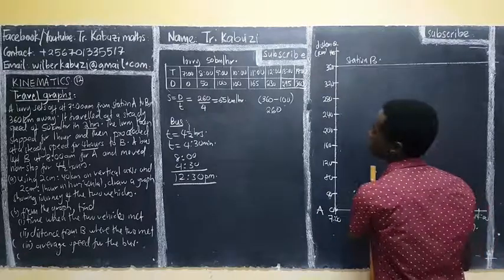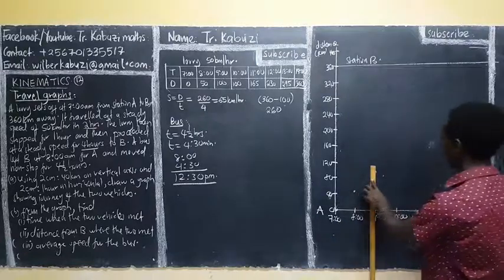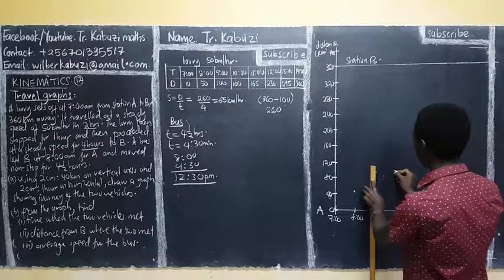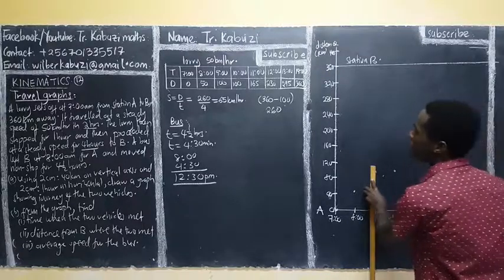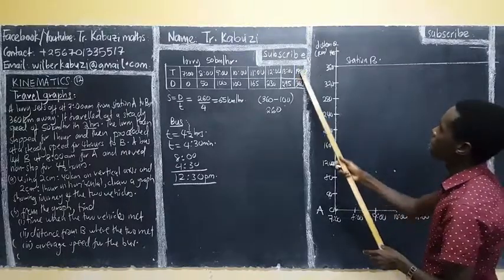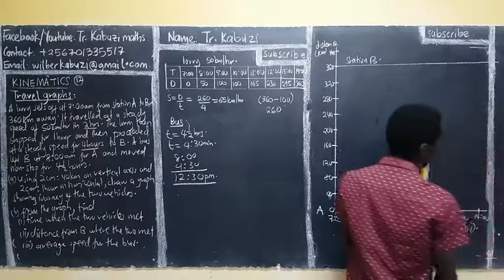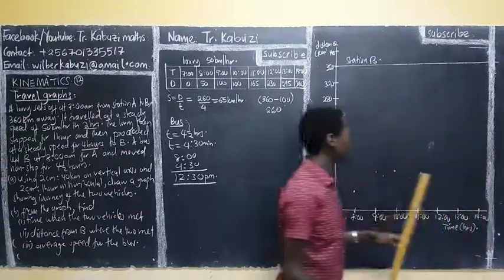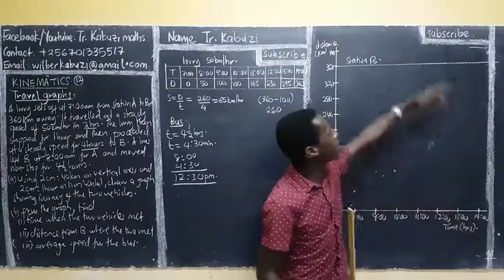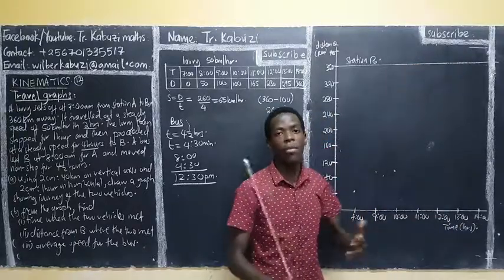Then I told you that it rested from 9 to 10, so the distance never changed at all. Then it reached B at 14, which is when it covered the distance. You come at 14 on the time axis, and when I transfer this 14 up to this side, this is where it's going to be.